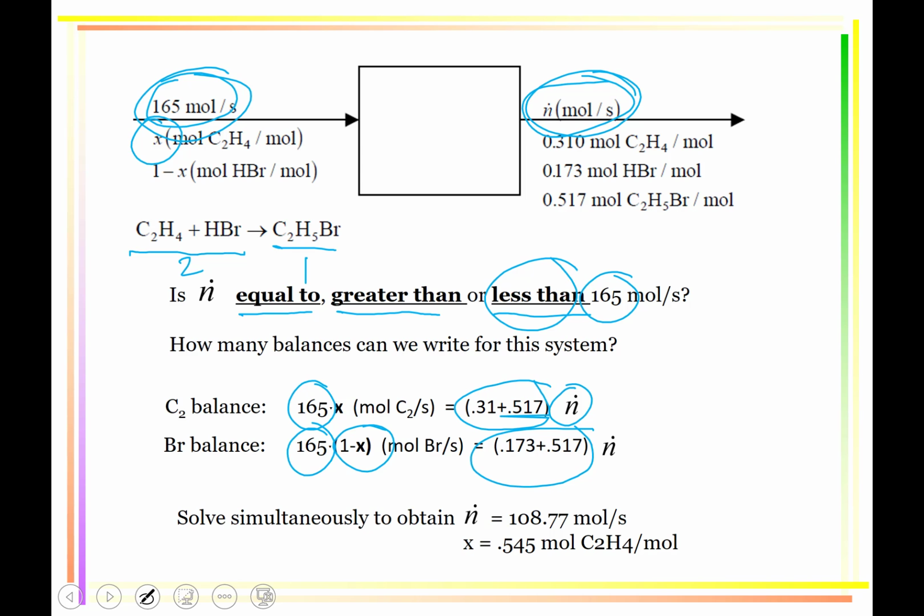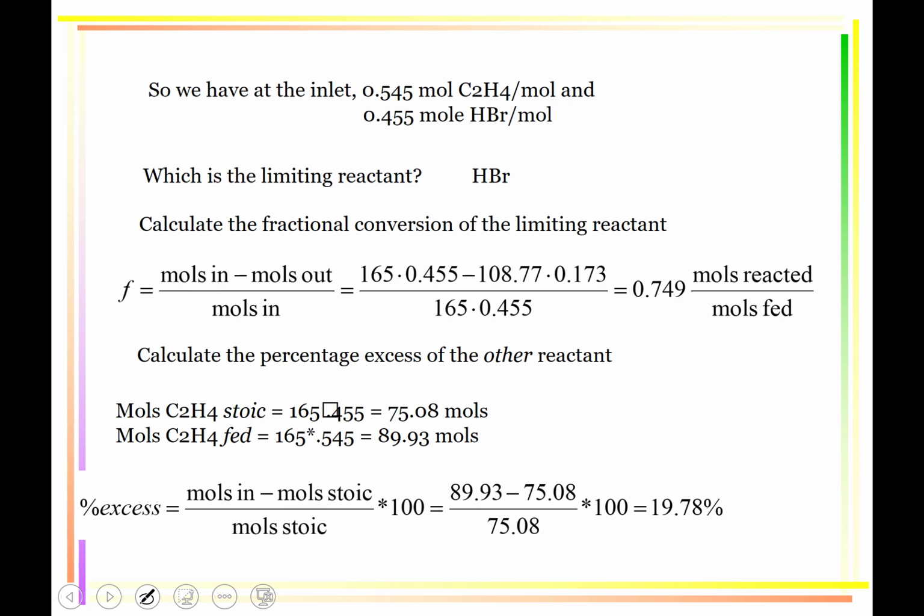Now we have 2 equations and 2 unknowns that we must solve simultaneously to get n dot is equal to 108.77. And I will point out that indeed it is less than 165. So here the moles in does not equal the moles out. And we also get the mole fraction of x. So the remainder of this I'm going to let you work through because it's all just a review. You should be able to do these calculations, and I encourage you to try it and check your answers.